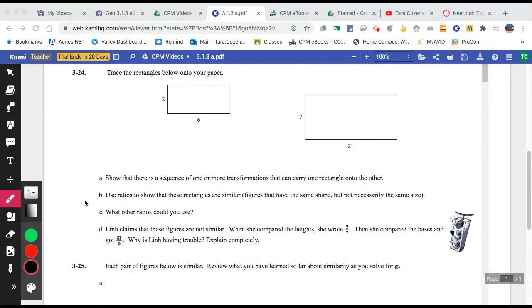It says use ratios to show that these rectangles are similar. So figures that have the same shape, but not necessarily the same size. And then what other ratios could you use? So you're gonna do both of these right now. If you're not sure, look back into your work from lesson 3.1.2 from the last lesson, and that'll have some examples of what your ratios should look like. So again, press pause, complete both of those in your notebook, and then when you're done, you can press play.